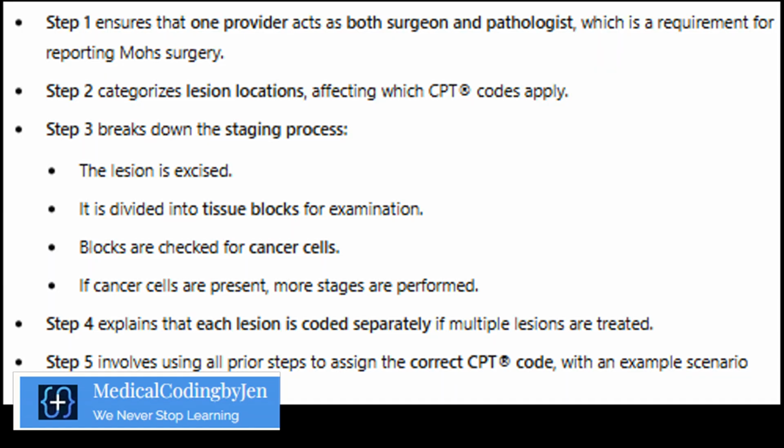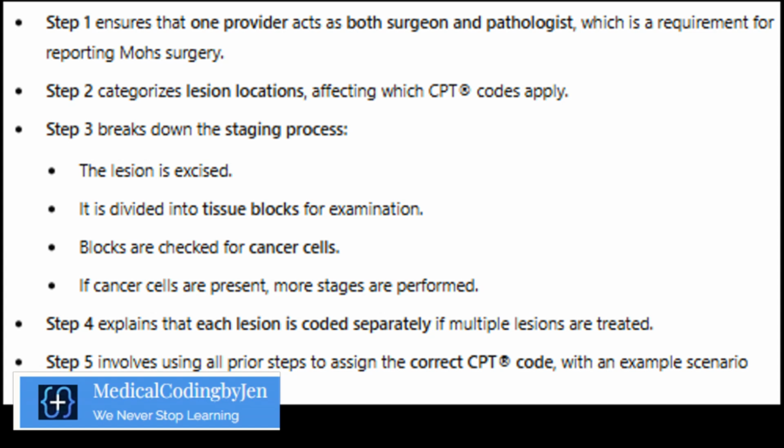Step 2. Identify location. CPT categorizes Mohs procedures by location for lesions of the head, neck, hands, feet, and genitalia, or any location with surgery directly involving muscle, cartilage, bone, tendon, major nerves, or vessels. Look to code 17311 and add-on code 17312.